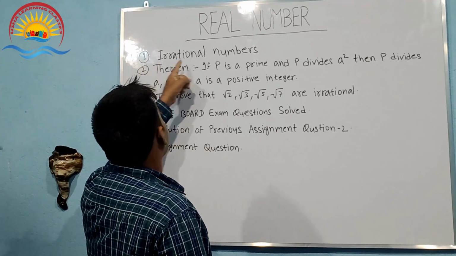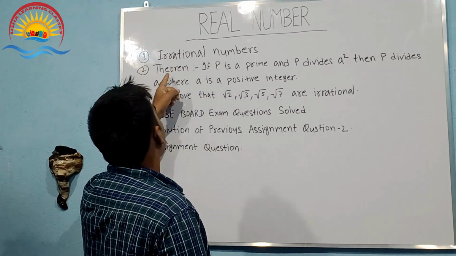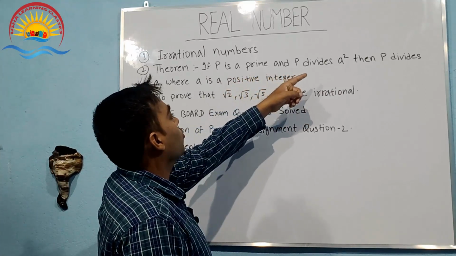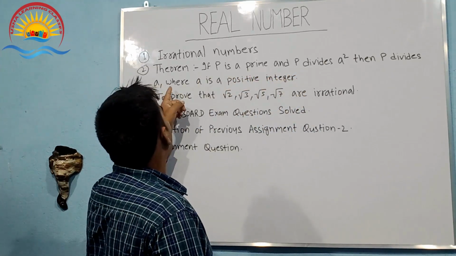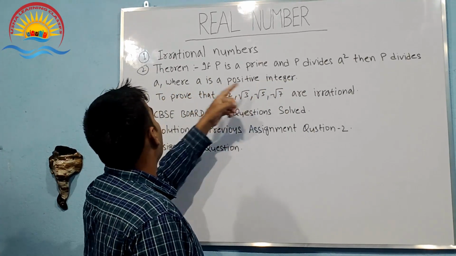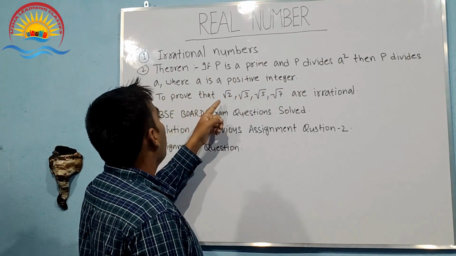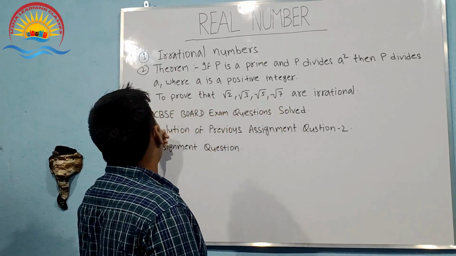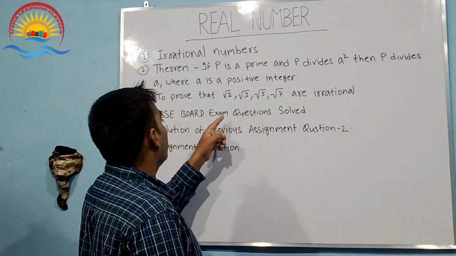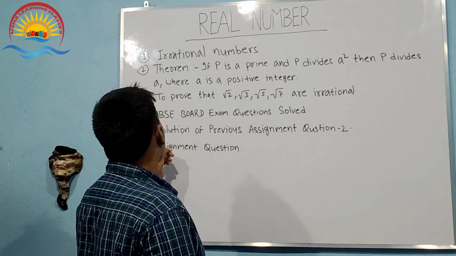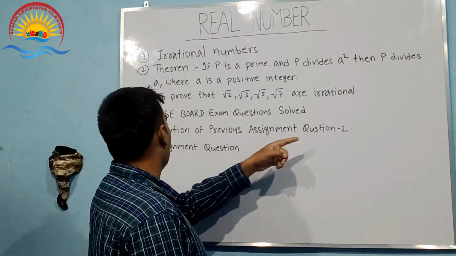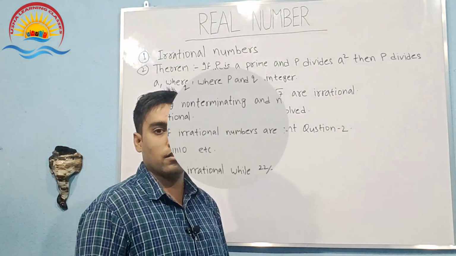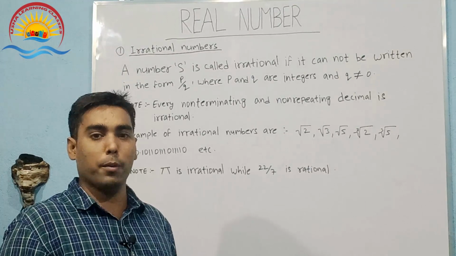Number 1, irrational numbers. Number 2, theorem: if p is a prime number and p divides a square, then p divides a, where a is a positive integer. 3. To prove that root 2, root 3, root 5, root 7 are irrational. 4. CBSE board exam question solved. 5. Solution of previous assignment question 2. 6. Assignment question. We discussed irrational numbers in our previous videos.